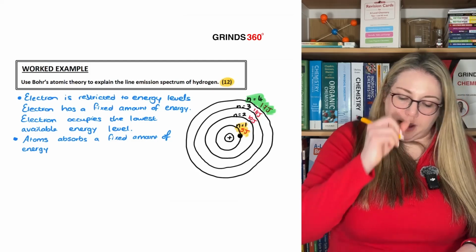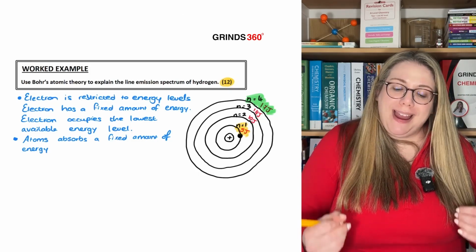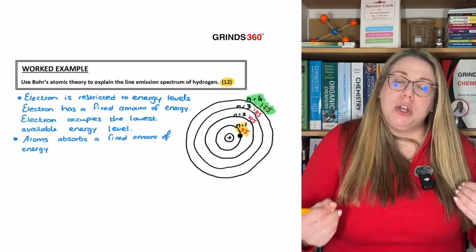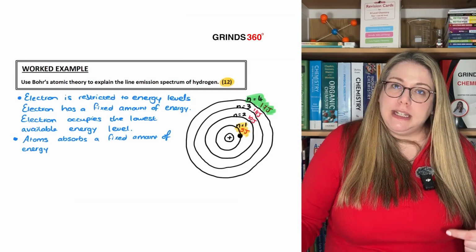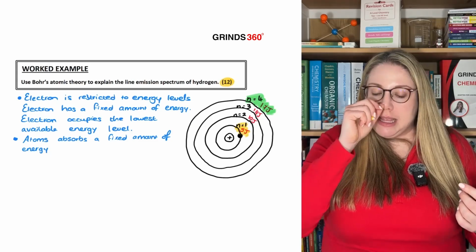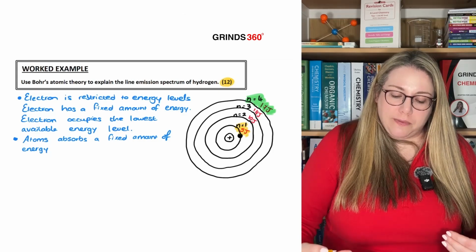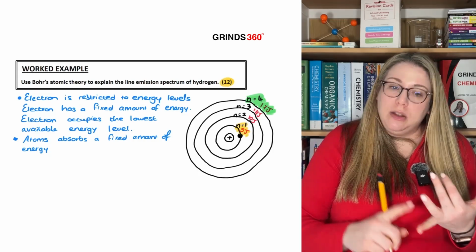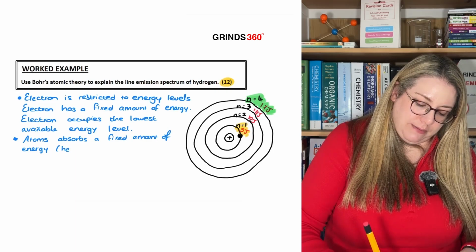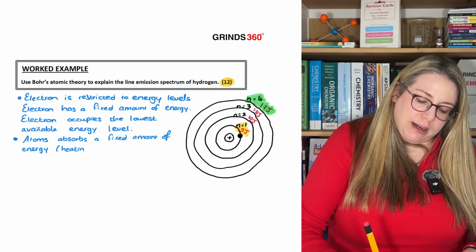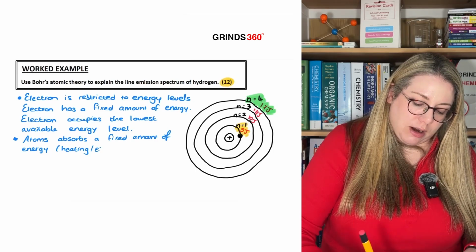According to my diagram, to move from n is equal to 1 to n is equal to 4, my atom would have to absorb 12 joules of energy. How do I know? Well, to get from 5 up to 17, you have to absorb 12. It needs to get those 12 joules of energy from somewhere. Now, where does it come from? It comes from heating or an electric current, which I'm going to write in. It's important that you recognize how that energy could be provided. So heating or electric current.